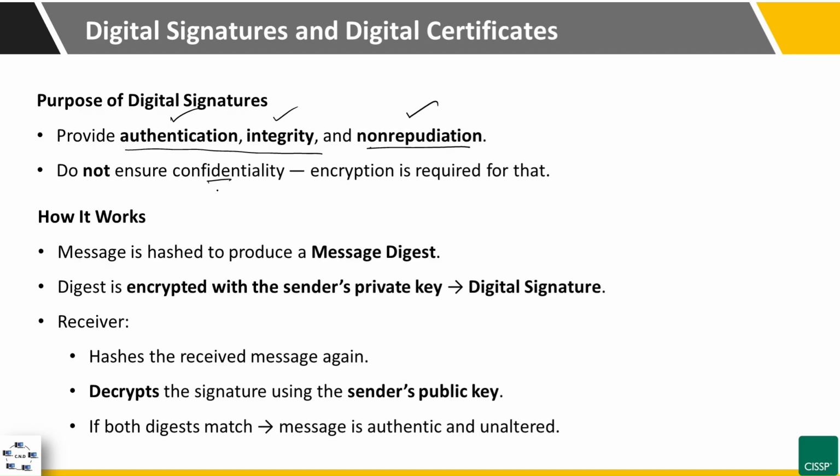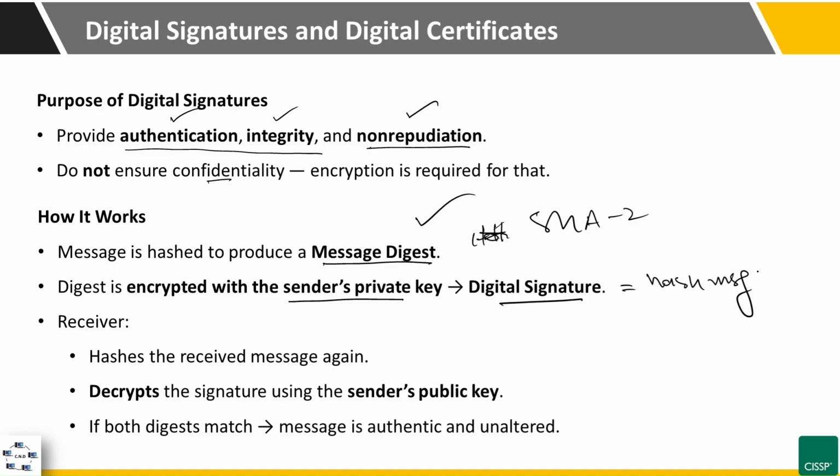So how do digital signatures work? First, the message is hashed to provide a message digest using a hashing algorithm. For example, you can use SHA-2. Then the hashed message is encrypted with the sender's private key, and this constitutes the digital signature. So the digital signature is the hashed message encrypted with the private key of the owner.